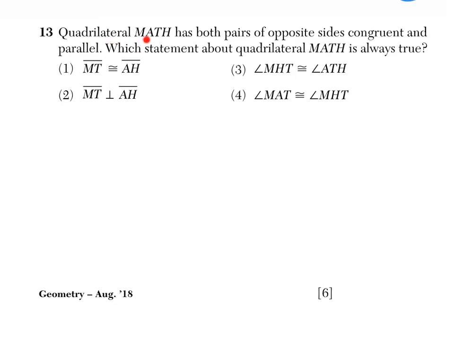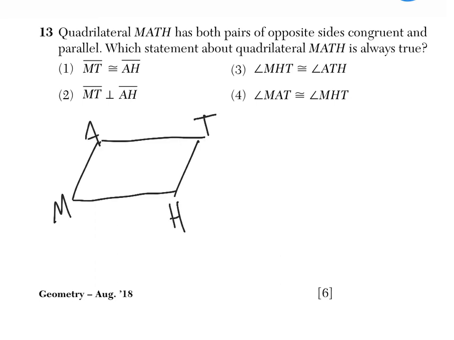Question 13 says, quadrilateral METH has both pairs of opposite sides congruent and parallel. Which statement about quadrilateral METH is always true? Before we scrutinize these options further, I'm going to do a quick sketch. And it's a quadrilateral. Obviously, there are 4 sides. And let's label this like so. We've got M, E, T, and H. Tremendous. All right, we know that opposite sides are congruent. We know that opposite sides are parallel. All right. Which statement about this quadrilateral will always be true?